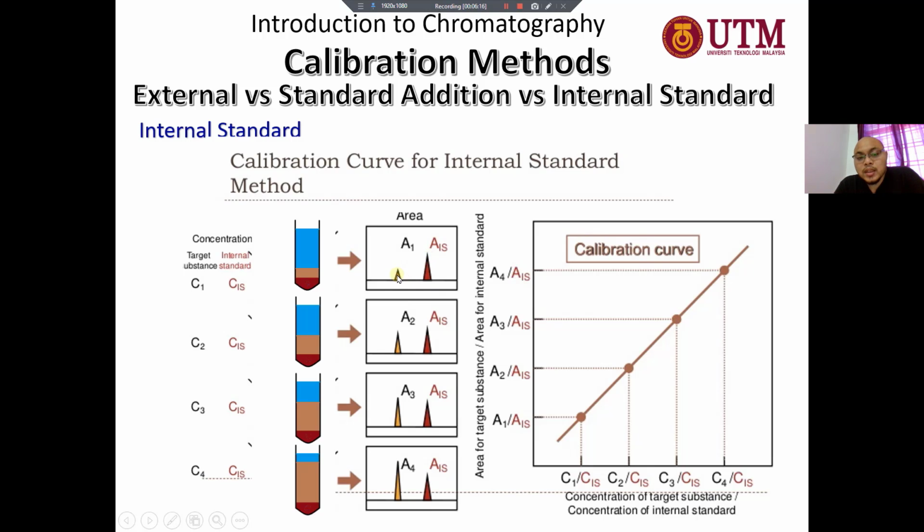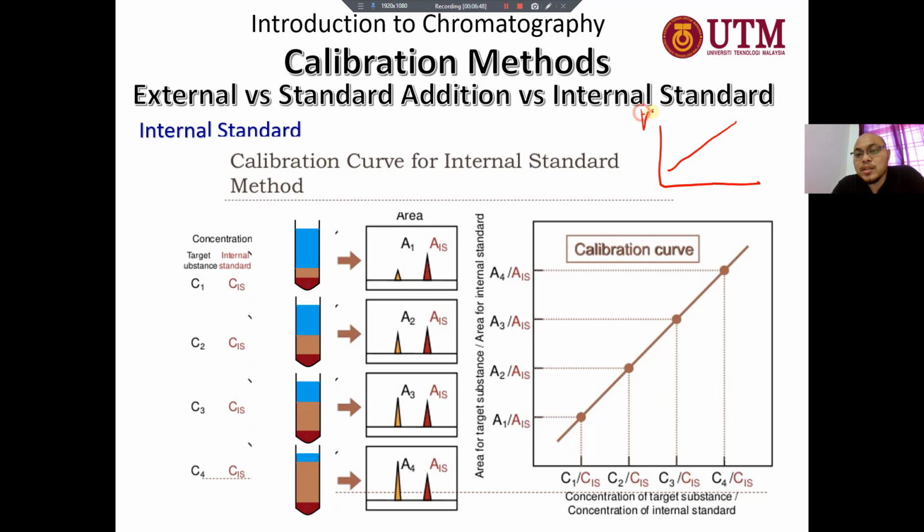Here, the area of the standard. You need to determine the area of the internal standard, and then you need to get the ratio. How to get the ratio? Just the area of the analyte divided by the area of the internal standard. For example, 1 over 2, 2 over 2, 3 over 2, 5 over 2. Okay, then you put it in your calibration.